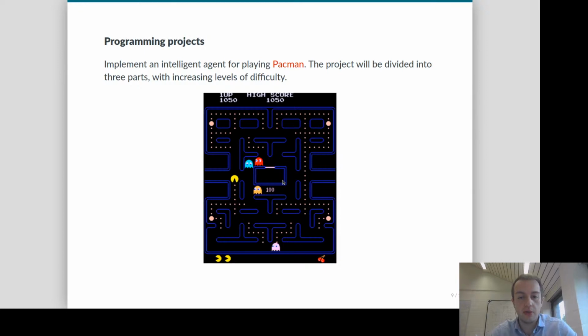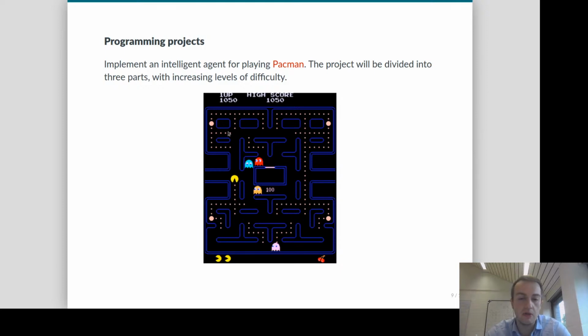You will have 3 other projects, and they will all be related to the same game, which is the game of Pac-Man. Your goal will be to implement an artificial agent which will be controlling Pac-Man such that it plays as well as possible. This project will be divided into 3 parts of increasing levels of difficulty. We'll start easy. For example, we'll not put any ghost in the maze, and your goal will simply be to control Pac-Man such that it eats all the food dots as fast as possible, and then we'll make things more and more complicated.